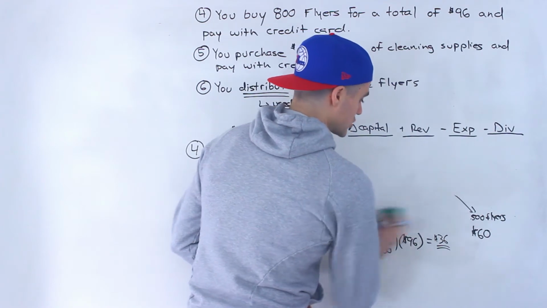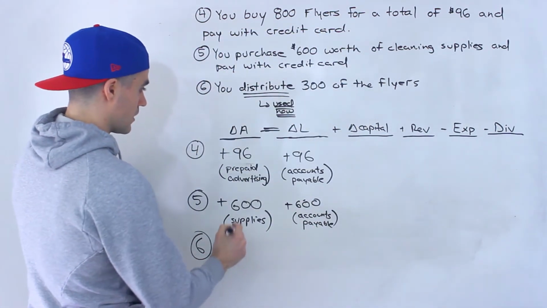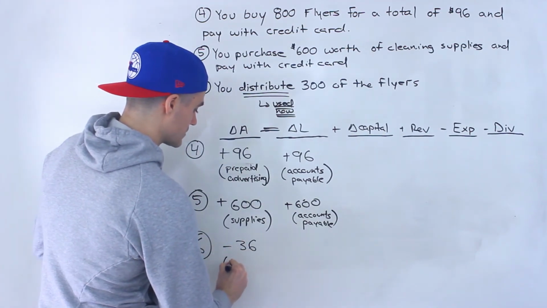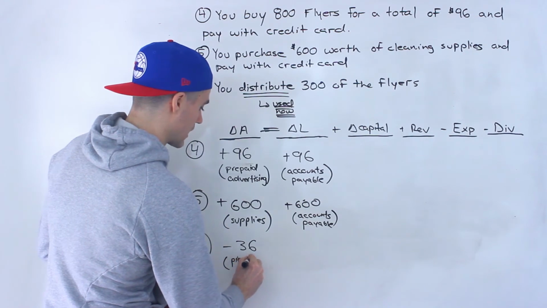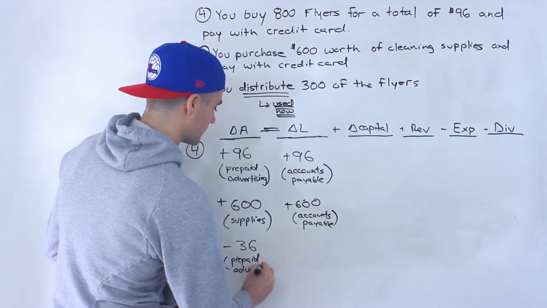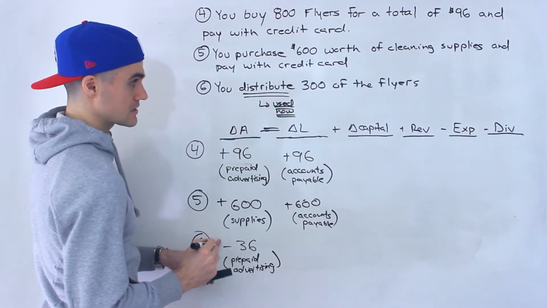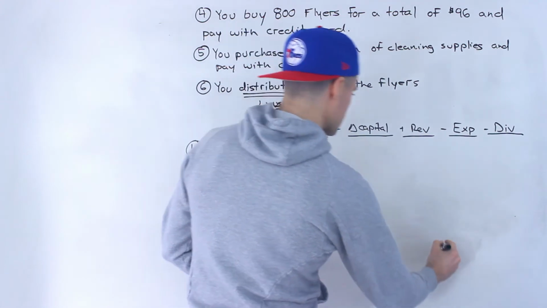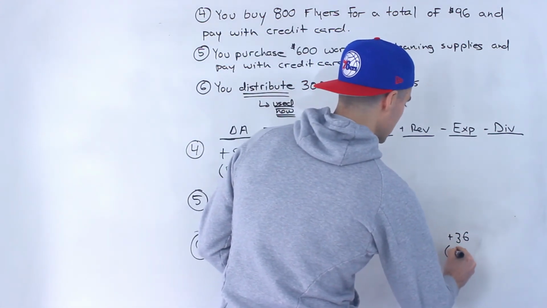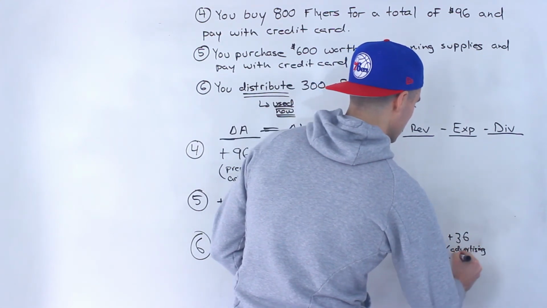So the transaction for that, or how we input that transaction, the prepaid advertising is going down by $36. Prepaid advertising. That asset account is going down by 36, and then there's going to be an expense. So this would be plus 36. And this would be an advertising, let's call it an advertising expense.